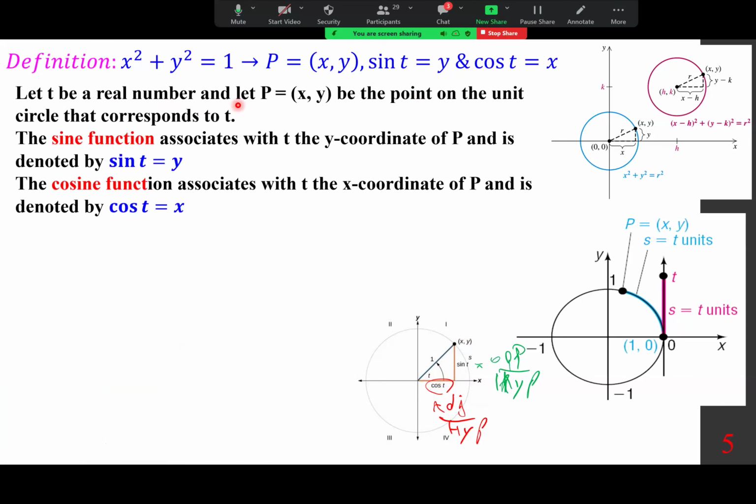Let T be a real number and P with coordinates X comma Y be the point on a unit circle that corresponds to T. The sine function associates with T the Y coordinate of P, and is denoted by sine T equals Y. The cosine function associates with T the X coordinate of P, and is denoted by cosine T equals X. Again, very straightforward, everybody.